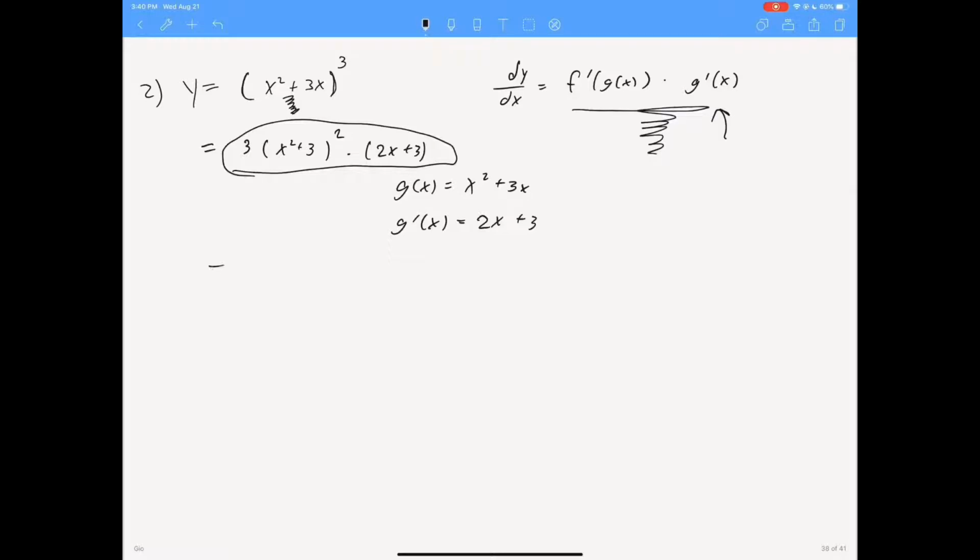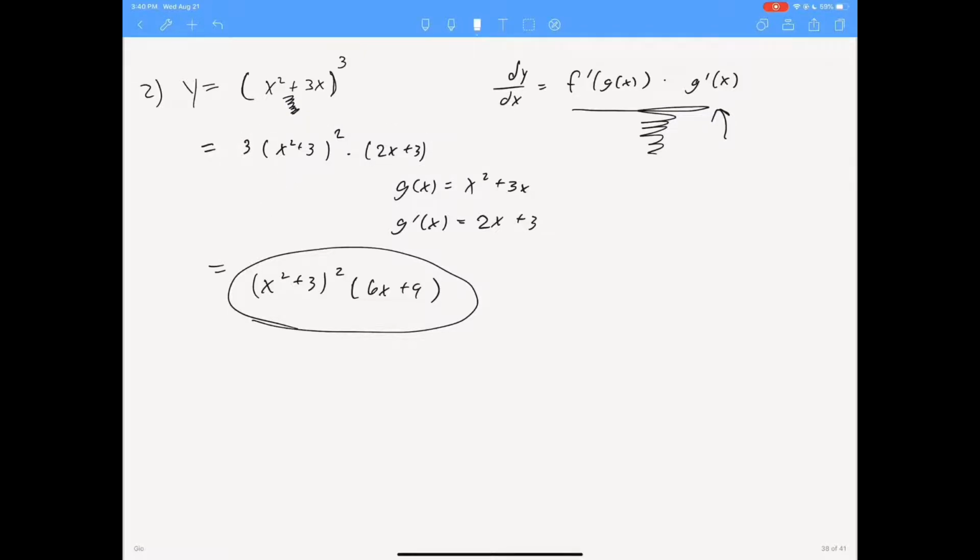Let's just clean it up. I'll just distribute the 3. So x squared plus 3 squared times, distributing the 3, we'll have 6x plus 9. And there you have it. This is our cleaner answer as opposed to what we had before. And after a while, you'll actually just find this useful. You won't have to do the u substitution all the time, just recognizing the inside function and the outside function.